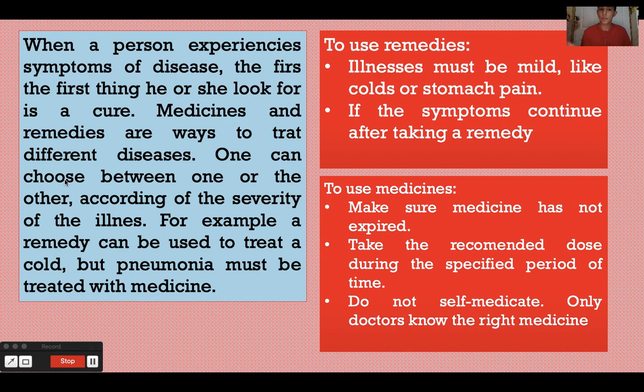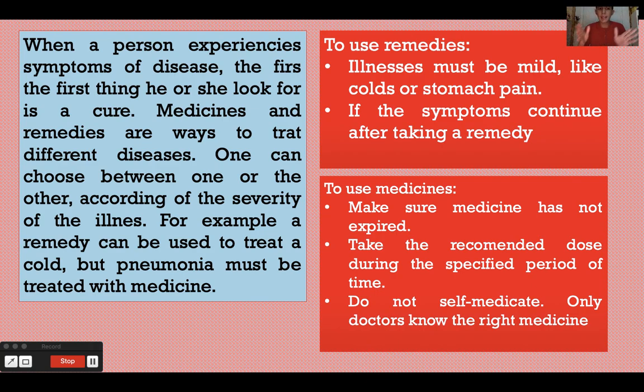One can choose between one or the other. Okay, you can choose a remedy or a medicine depending on the case, according, right, to the severity of the illness. For example, a remedy can be used to treat a cold. A cold, when you have like a flu, if you have a fever, that is a cold. But pneumonia cannot be treated by a remedy. If you have pneumonia, you must be treated with medicine. So that means that you have to go to the doctor, right?